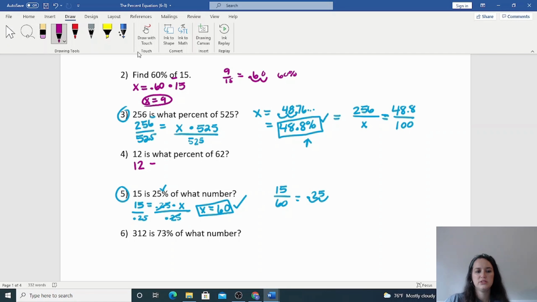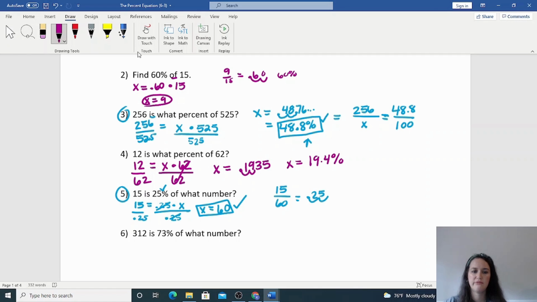Okay, number 4, 12 is what percent, my unknown, of 62. All right, I'm going to divide both sides by my 62. So x equals 12 divided by 62, 0.935, but I have to multiply by 100, which is just moving the decimal over 2 times. So then x here equals about 19.4%.